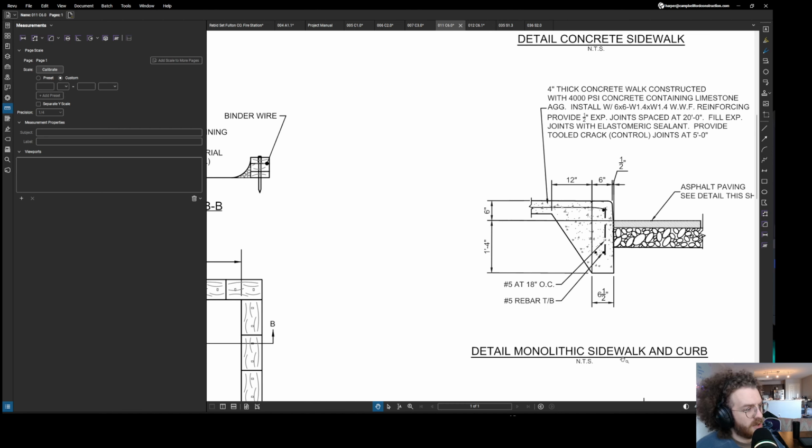But then, yeah, on monolithic curb and sidewalk, curb, we take off very similarly to sidewalk. We just do linear foot instead of square foot, and then we charge it per linear foot. You can look up online what thickness of curb is used in your area, because you've got 612, 618, 630. 630 is the commercial, heavy grade street curb.